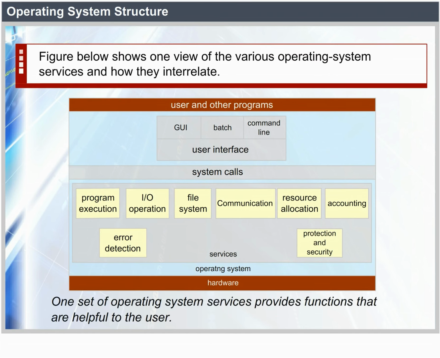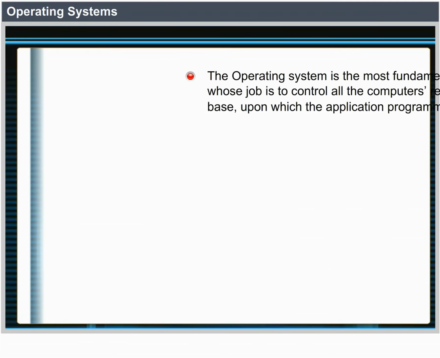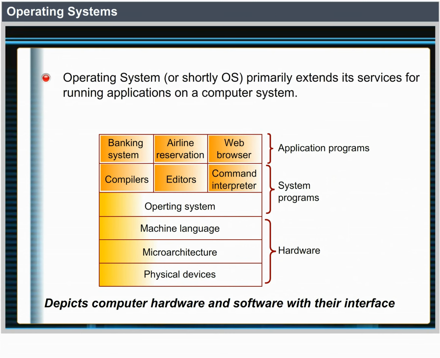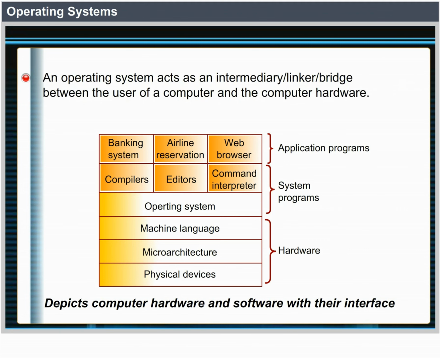One set of operating system services provides functions that are helpful to the user. Operating system. The most fundamental system program is the operating system, whose job is to control all the computer's resources and provide a base upon which the application programs can be written. Operating system, or shortly called OS, primarily provides services for running applications on a computer system. An operating system acts as an intermediary between the user of a computer and the computer hardware.